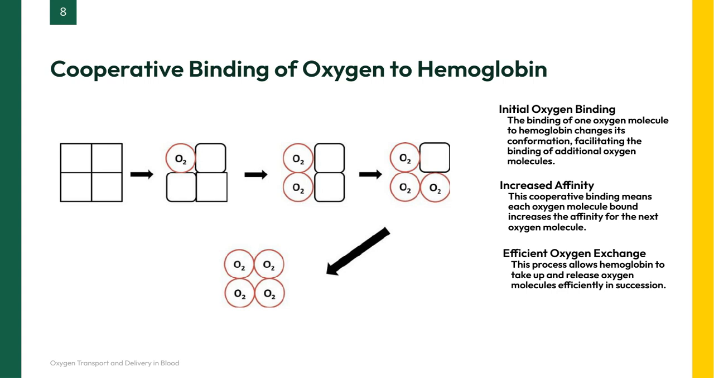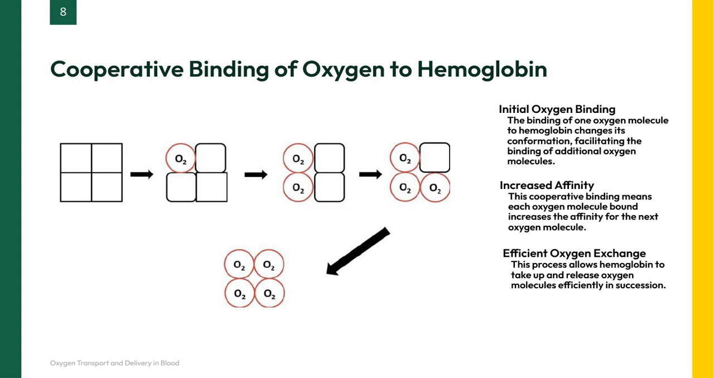What that means is, when one oxygen molecule binds to hemoglobin, it actually makes it easier for the next oxygen to bind. This cooperative binding is crucial because it helps hemoglobin load oxygen quickly when oxygen levels are high, like in the lungs. The initial step is the binding of just one oxygen molecule.